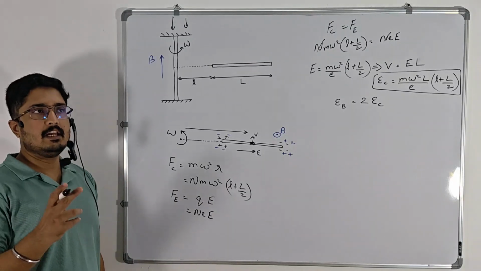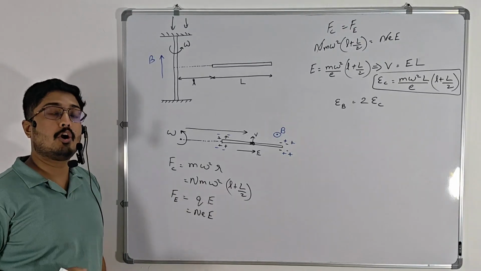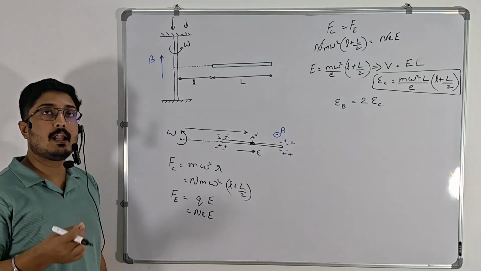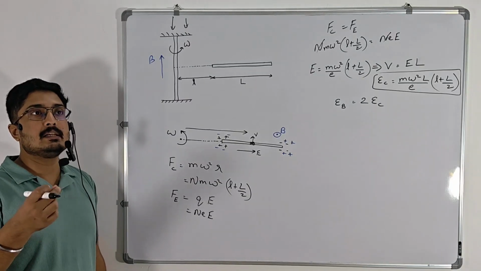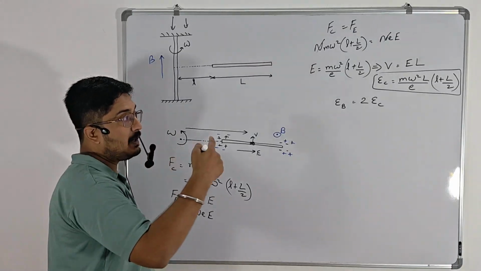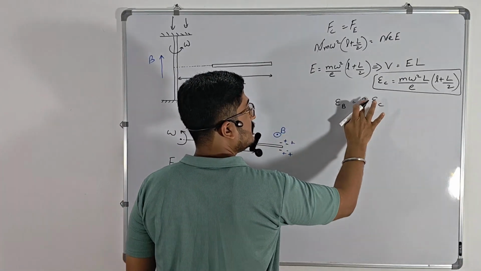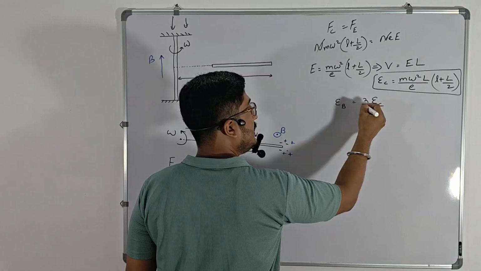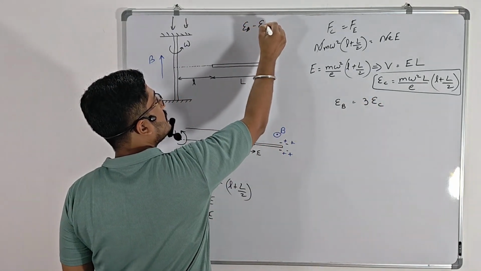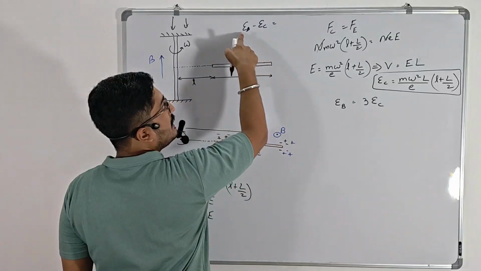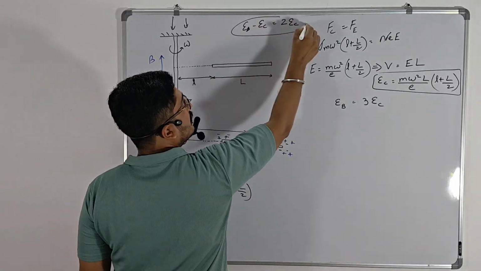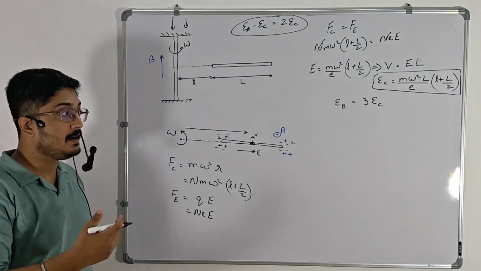Am I correct? EMF, it is a double. No, not even double. Because if my EB is double, then EB minus EC would be only one time EC. I have to make it 2 times EC. That means this has to be 3 times. Then when I do EB minus EC, with EB as 3 EC, I'll finally get 2 EC, because in the question they are asking you to make it double.